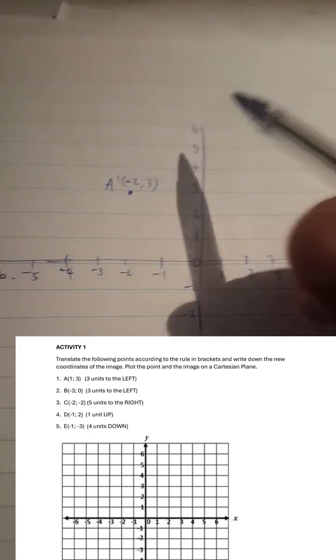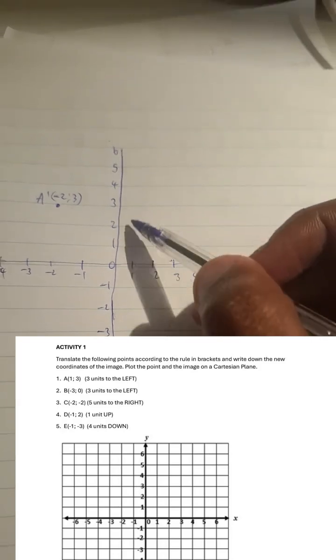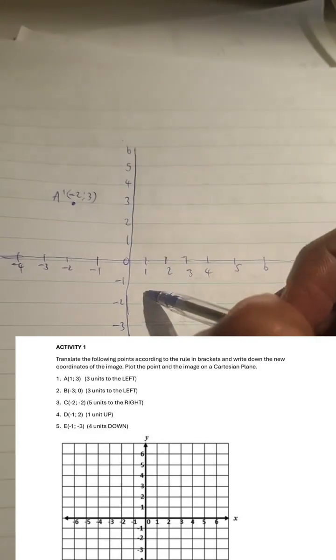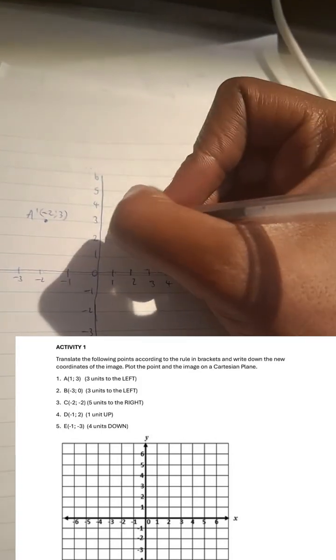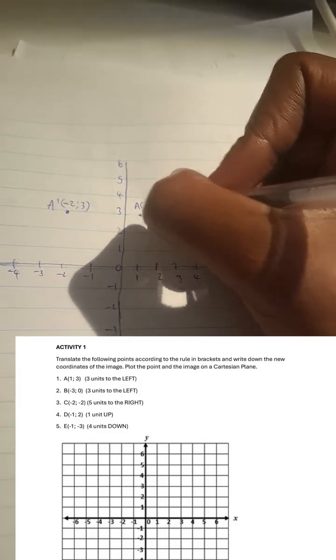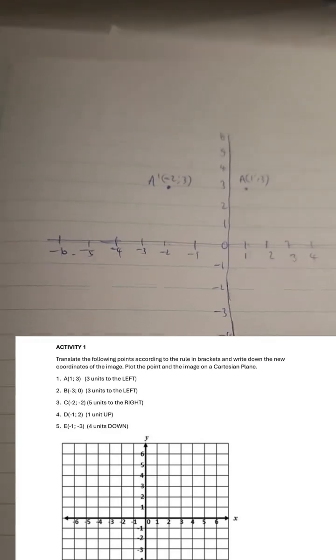Whereas A originally, which is (1, 3). 1 for x, which is here on this vertical line, and 3 for y, which is there on this horizontal line. Where do the two meet? The two meet here. So A, the original, would be (1, 3). That's where that would be located. Okay, let's move on to the next question.